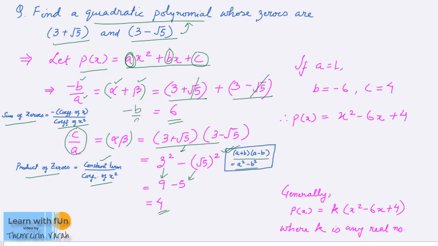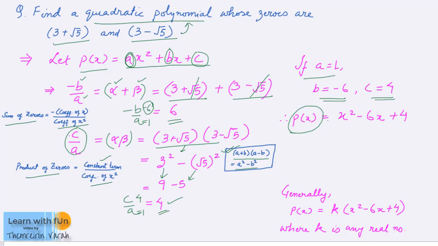So minus b by a equals 6 and c by a equals 4. Now we assume the value of a is 1. What will be the value of b and c? Since a is 1, b will be minus 6, so that we can get minus b by a equals 6. And since a is 1, c will be 4, so that c by a equals 4.